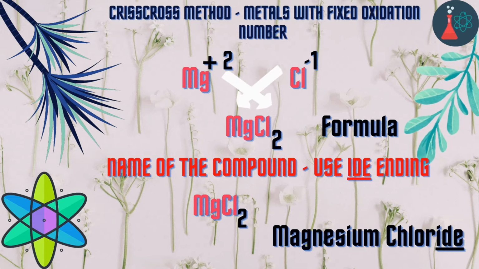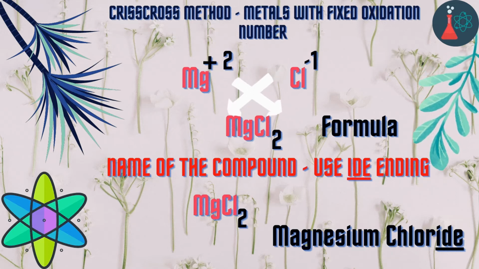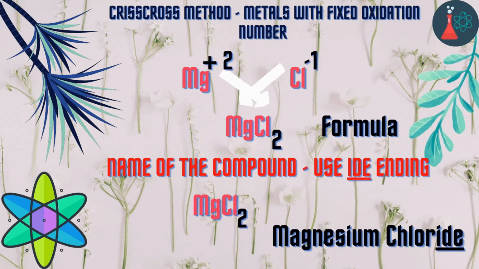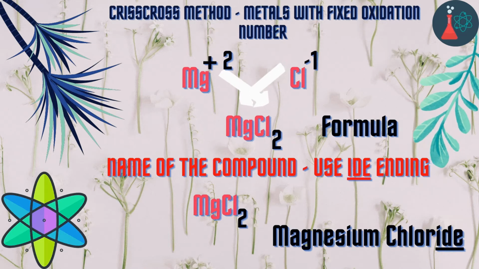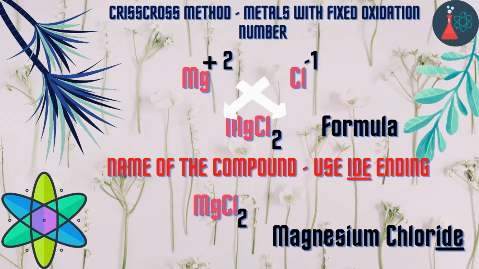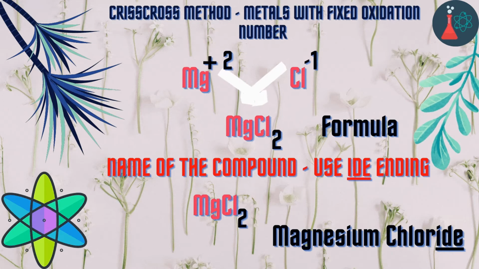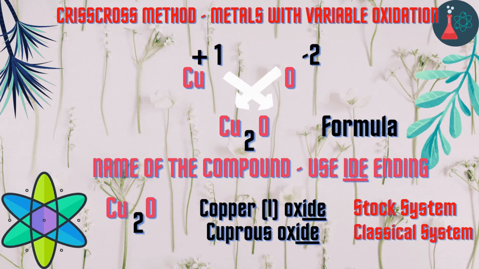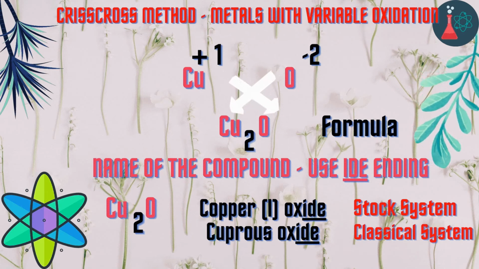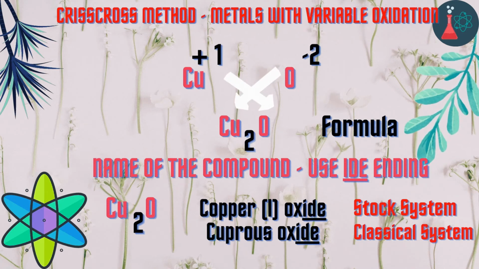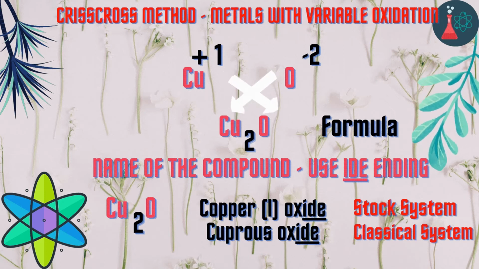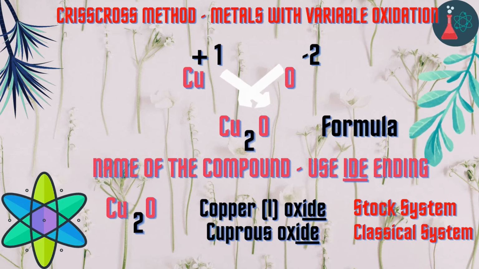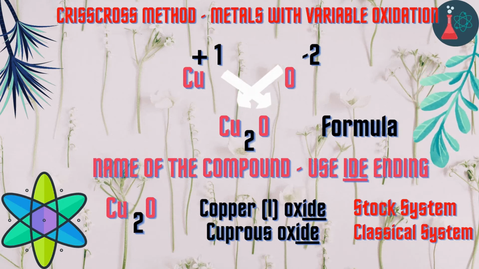Now how are you going to name the MgCl2? Since the given is a metal with fixed oxidation number, you just have to use the ending IDE. So you name that as magnesium chloride. Now how about if the metals belong to the metals with variable oxidation number? Let's try to give the correct formula and identify the name of the given example.